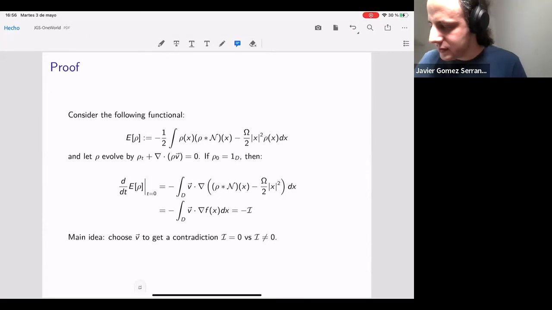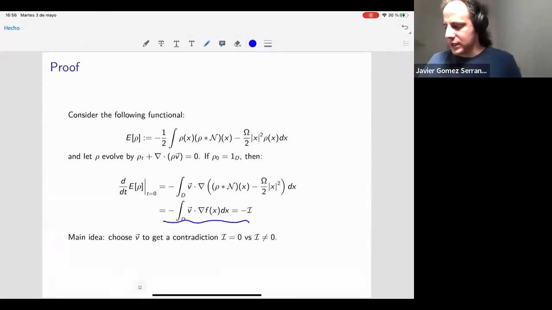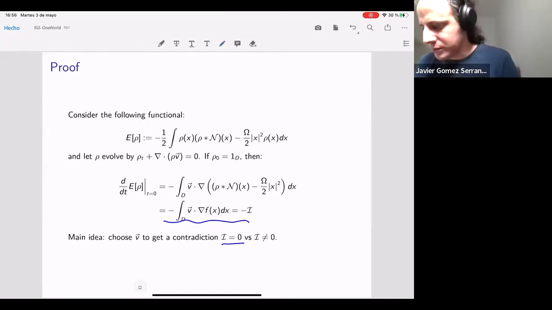If we take this fractional energy and compute the first variation, we evolve the density rho to be driven by this velocity v, which we are free to pick. Then the first variation of the energy is simply this term v dot grad f. So what we want to do here is to pick the v in a way that on the one hand we get that I is 0 and on the other hand that we get that I is non-zero. That would be our goal.